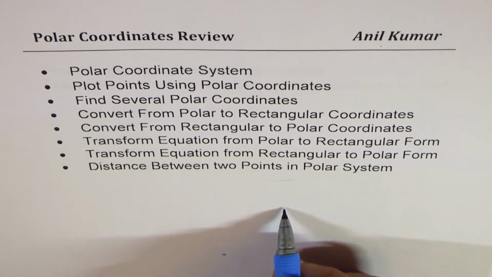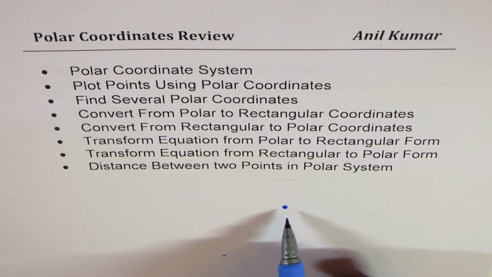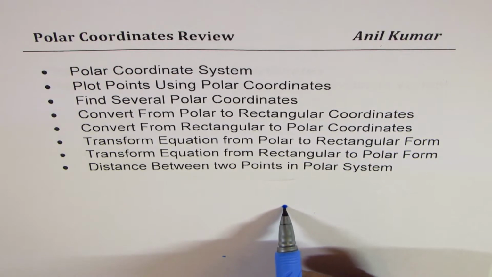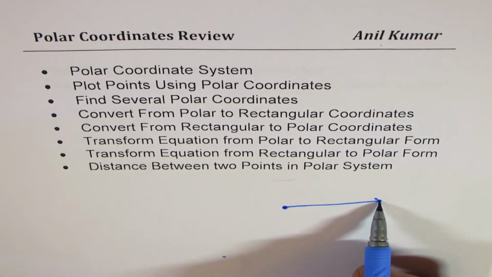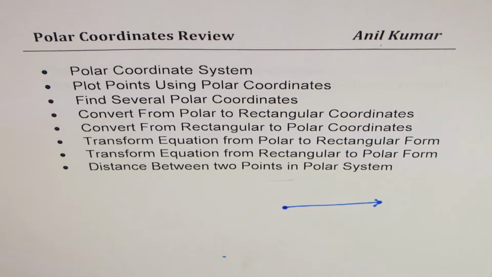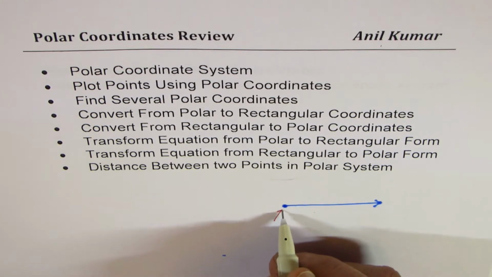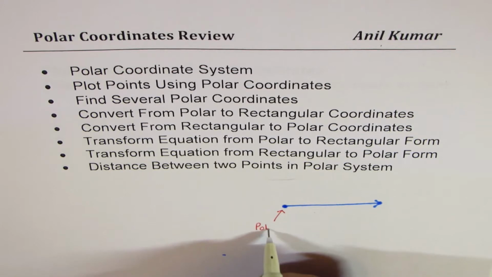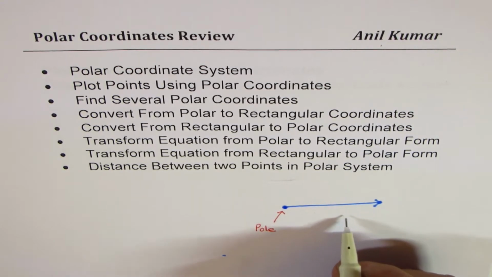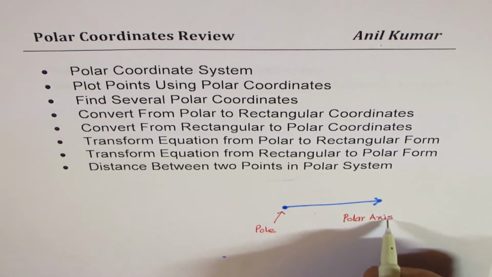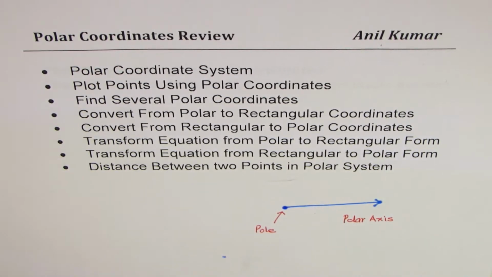As you know, it includes a pole right here at the origin, and a polar axis which normally corresponds to our positive x-axis. So with just these two things, we define our polar coordinate, right? This point here is called the pole, and this is called the polar axis, which corresponds to the positive x-axis in our coordinate system.